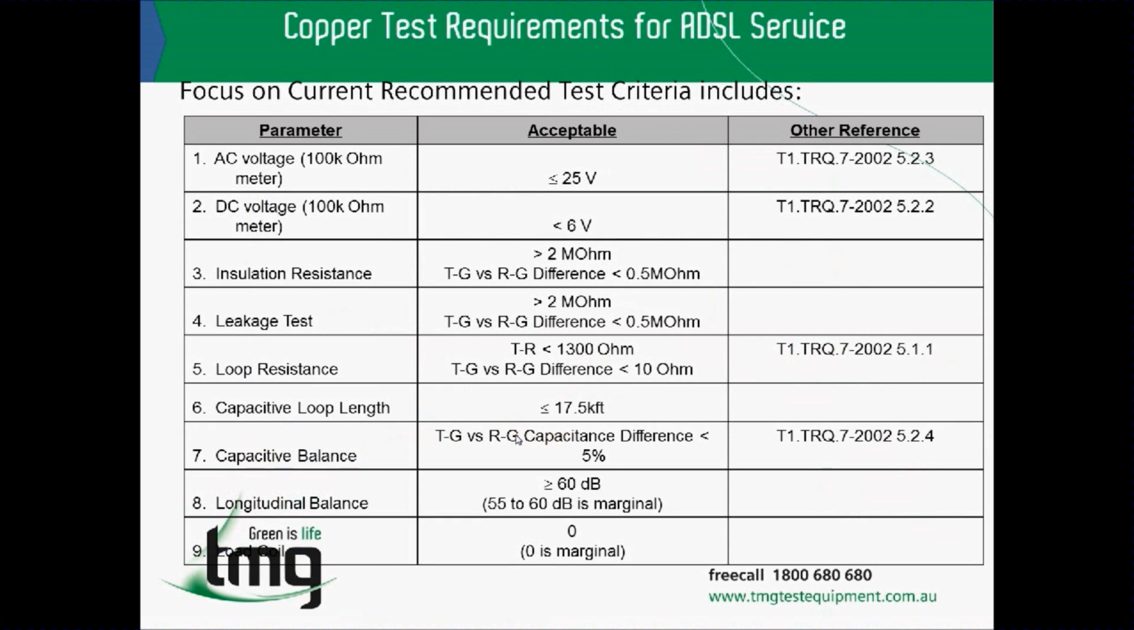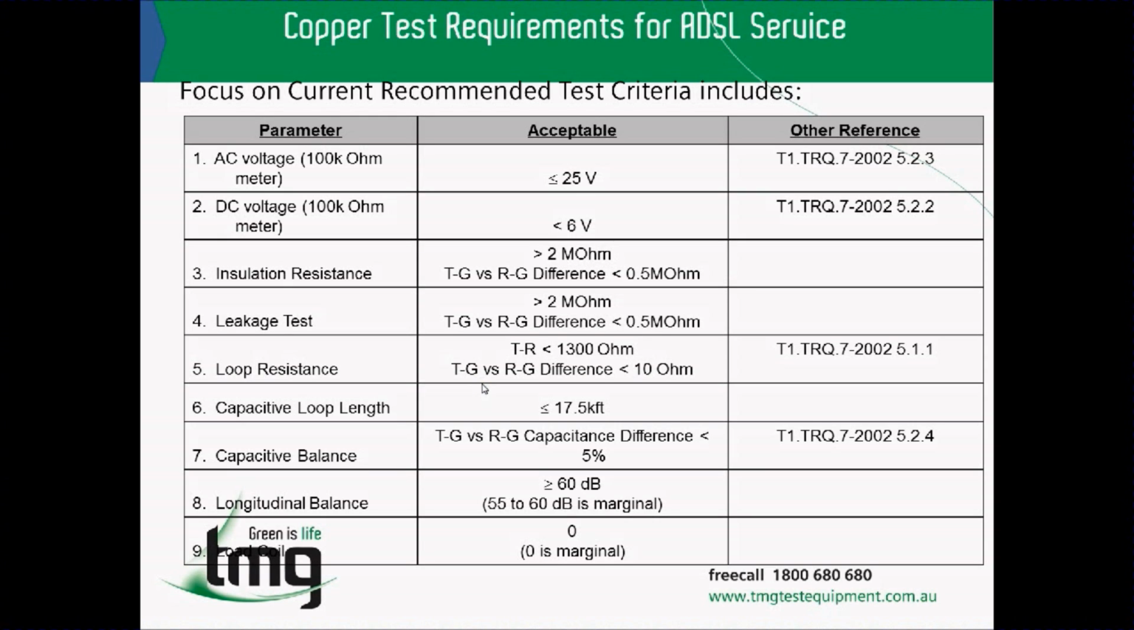In the following table, we are going to see the test criteria that qualify our copper line as being able to sustain and support services. So if you can see, we have the parameters: AC voltage for a 100k ohm meter to be less than or equal to 25 volts to be acceptable. The DC voltage less than 6 volts. The insulation resistance should be greater than 2 megaohms, as well as the leakage test. Loop resistance has to be less than 1300 ohms.